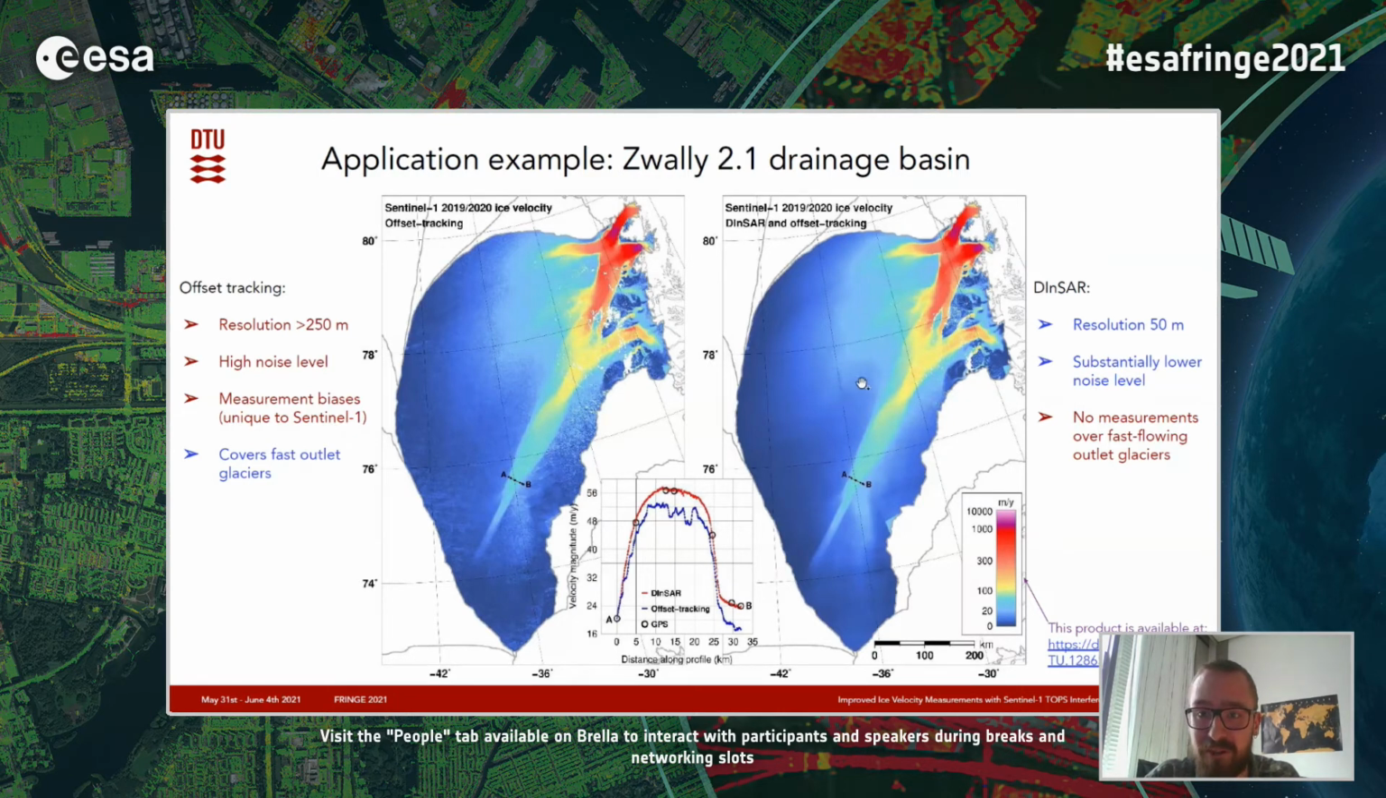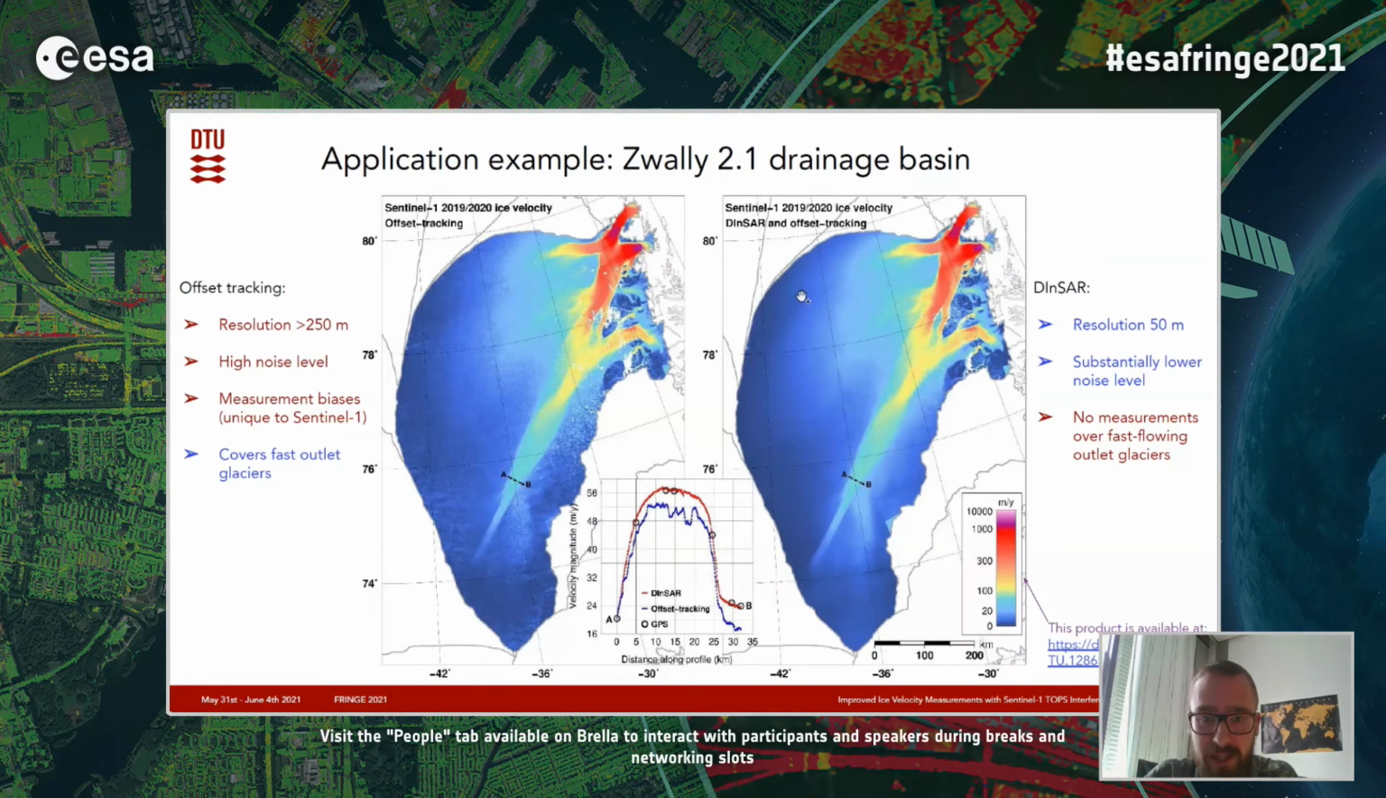You can just from visual inspection notice how the noise level seems to be lower on the right side here. Also down here is shown the transect, which passes by some of the GPS measurements shown as circles. And we can also see how the DINSAR measurements seem to align much better with the GPS measurements.